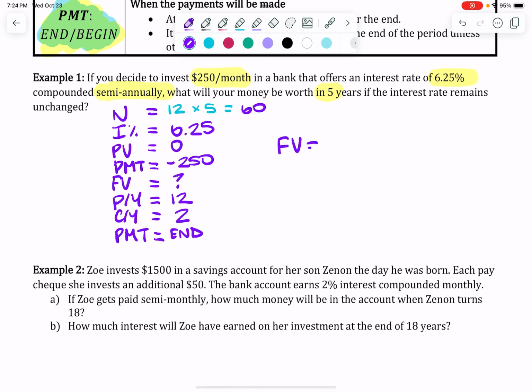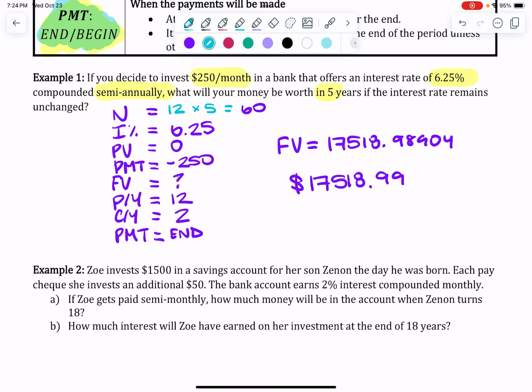When I plug that in, I get 17,518.9890. My final answer has units. It is rounded to 2 decimal places because it is in fact money. So this is how much money my investment will be worth after those 5 years.